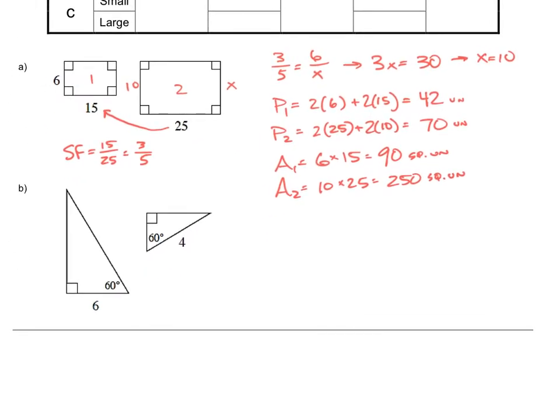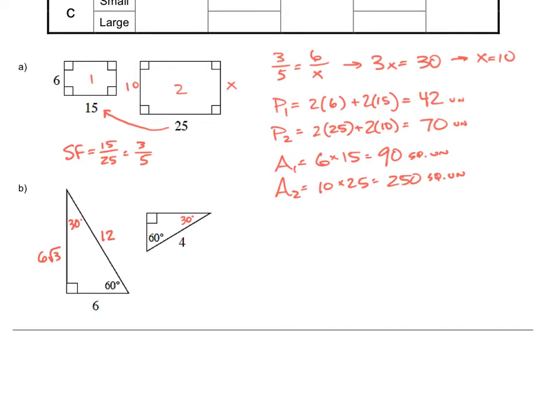For these triangles, I should notice right away that they're 30, 60, 90 right triangles. And I know that in a 30, 60, 90 right triangle, the hypotenuse is 2 times the short leg, and then the long leg is the short leg times √3. Uh-oh, these are going to be some crazy numbers in this problem.